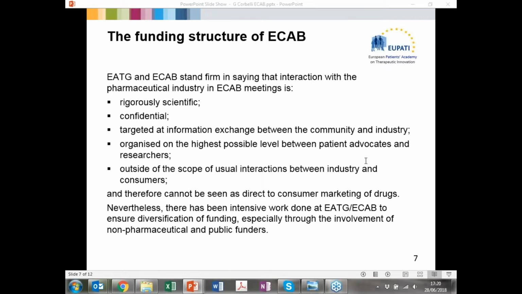So in general, the ECAB meetings are focused on the scientific issues, so on medicine research and development, and they are held under confidentiality because sometimes pharmaceutical companies can present some data which are not in the public domain. The main objective is to create an exchange between community and industry so that industry can plan the R&D in a way which is closer to the needs of people living with HIV.